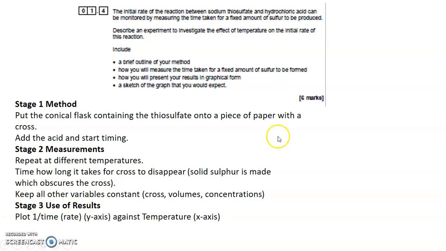And then you want to plot rate against temperature. Now rate is the opposite of time, because if time goes quickly, so if it's a small time, if the cross obscures, let's say in 1 second, then the rate is very high. If something takes 60 seconds to obscure, the rate is very low. So time is inversely proportional, is the opposite to rate. So you need to do 1 divided by time to work out the rate.